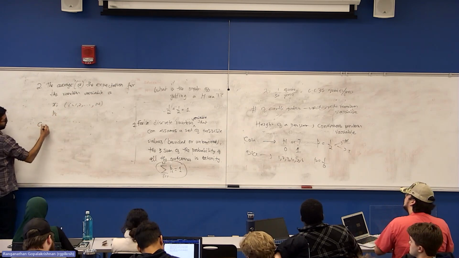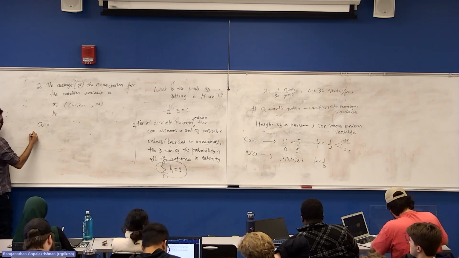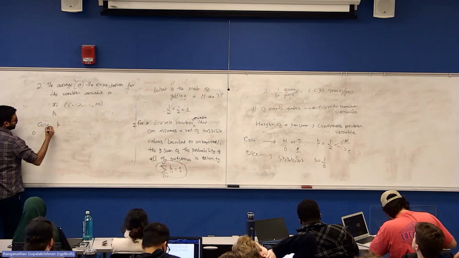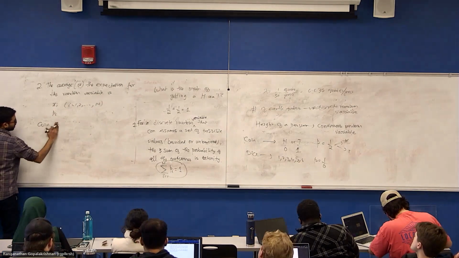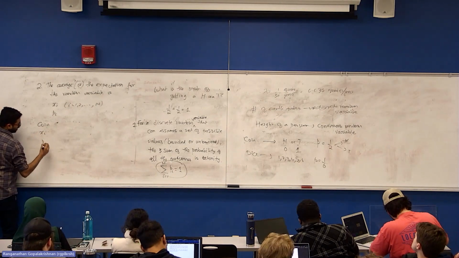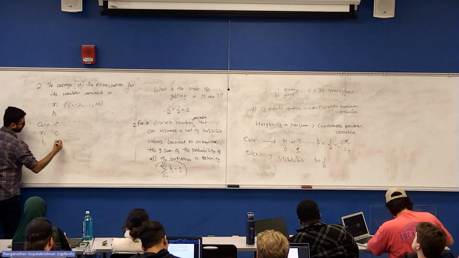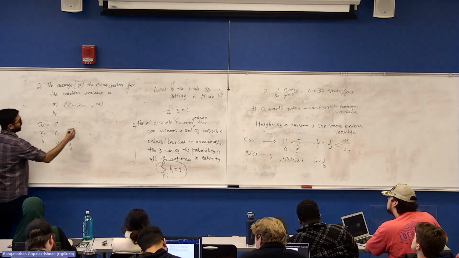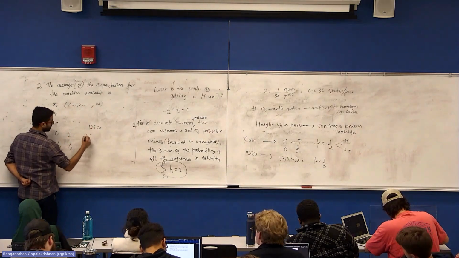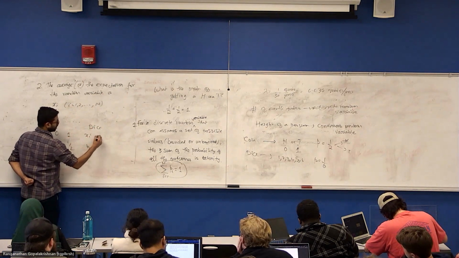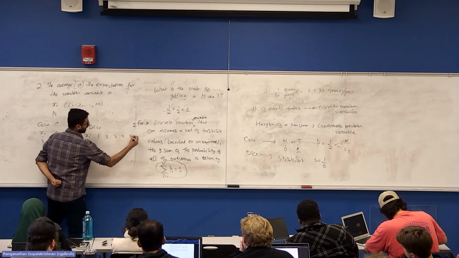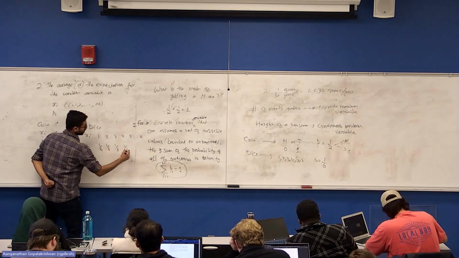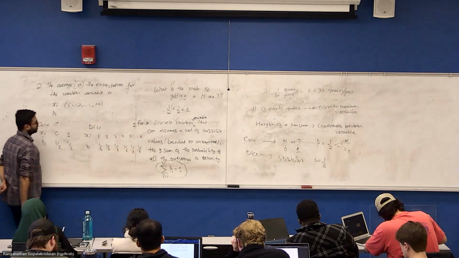For the case of a coin, what is x_i? We'll call head 0. If x_i is 0, the probability is half. If x_i is 1, the probability is half. For the dice, you have x_i as 1, 2, 3, 4, 5, 6, and p_i is 1/6 for each.